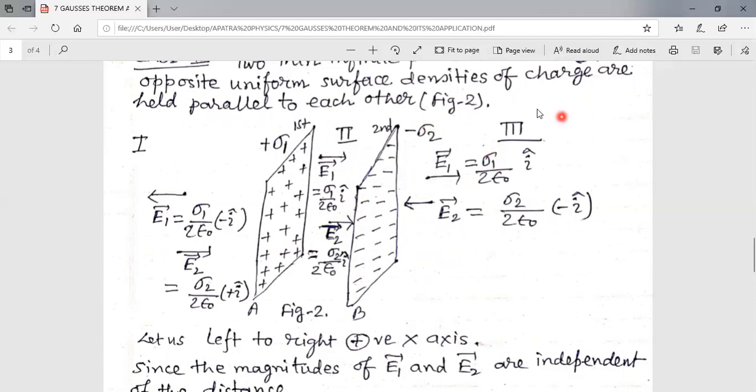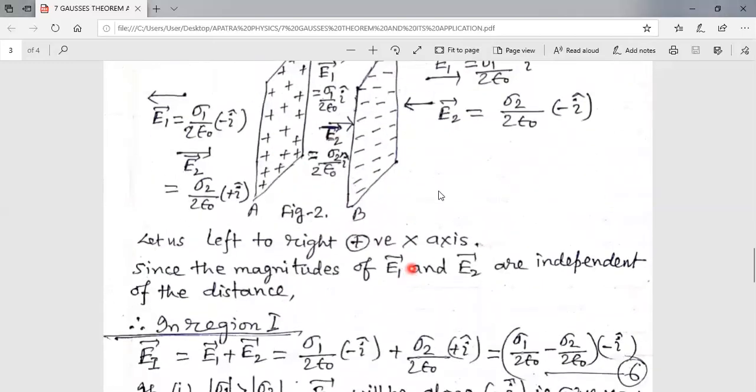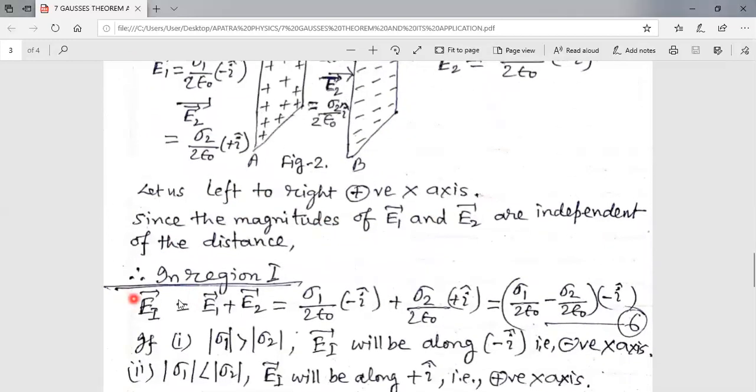And at the third region, E1 is due to this, and the value we are writing here is the same, because we know the electric field is independent of the distance from the sheet. Therefore E1 is sigma 1 by 2 epsilon naught into I cap, and E2, look here, E2 is toward the negative, because the electric field due to a negative charge sheet is toward the negative, and that will be sigma 2 divided by 2 epsilon naught into minus I cap.